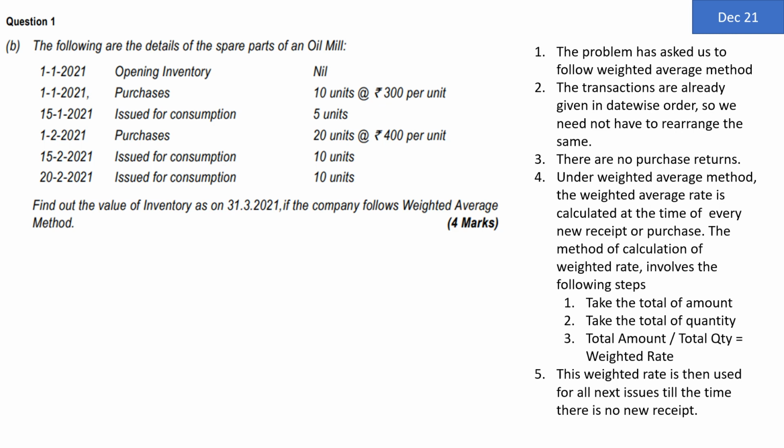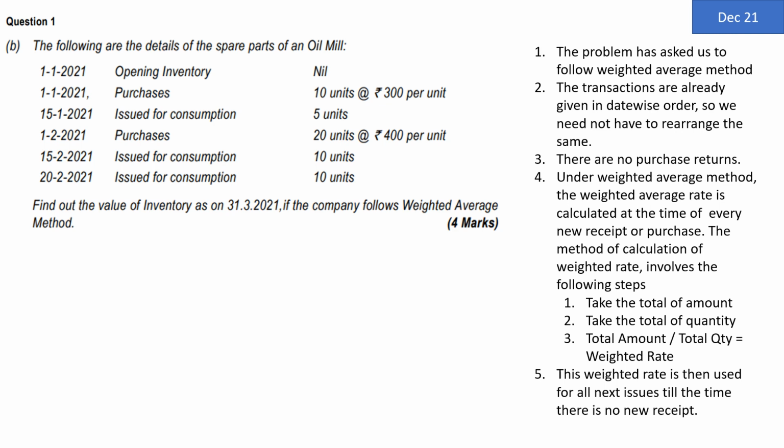So weighted rate is calculated at the time of every new receipt, not at the time of issue. I'm repeating again, weighted rate is calculated at the time of every new receipt. And how to calculate weighted rate? Take the total of amount column, take the total of quantity column, total amount upon total quantity is equal to weighted rate. So based on these different points, let us now start with the discussion of the solution.